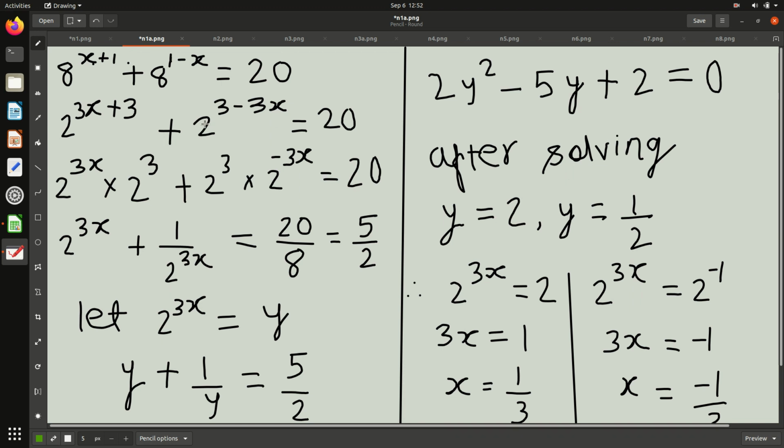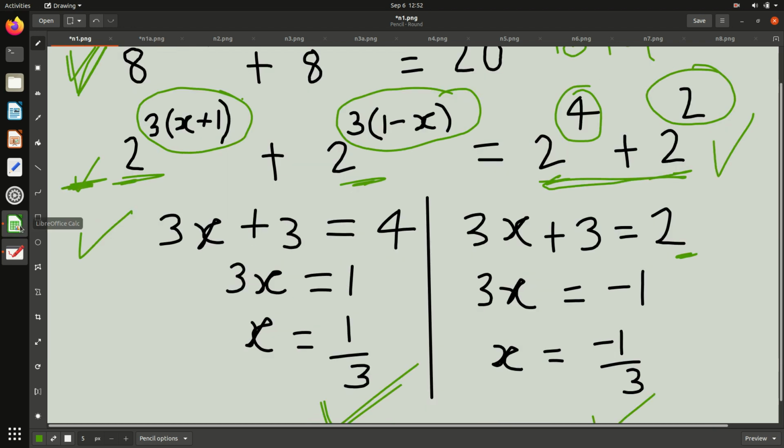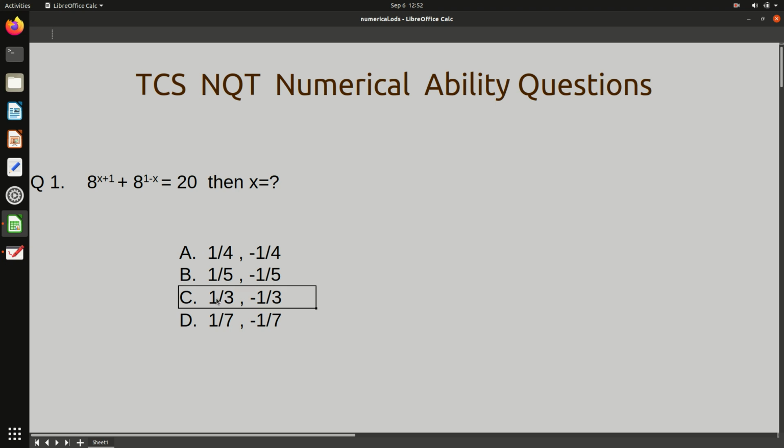Okay, so I hope it is clear. Whichever of the two methods you are thinking to use, you can use, but this method will save your time. So the solution will be this option C. So I hope question number 1 is clear. Now we will move to question number 2.